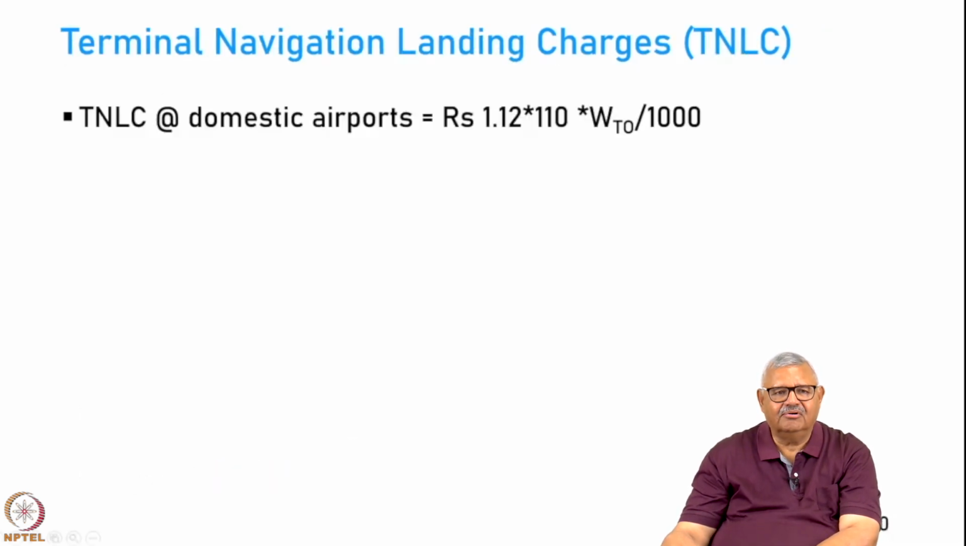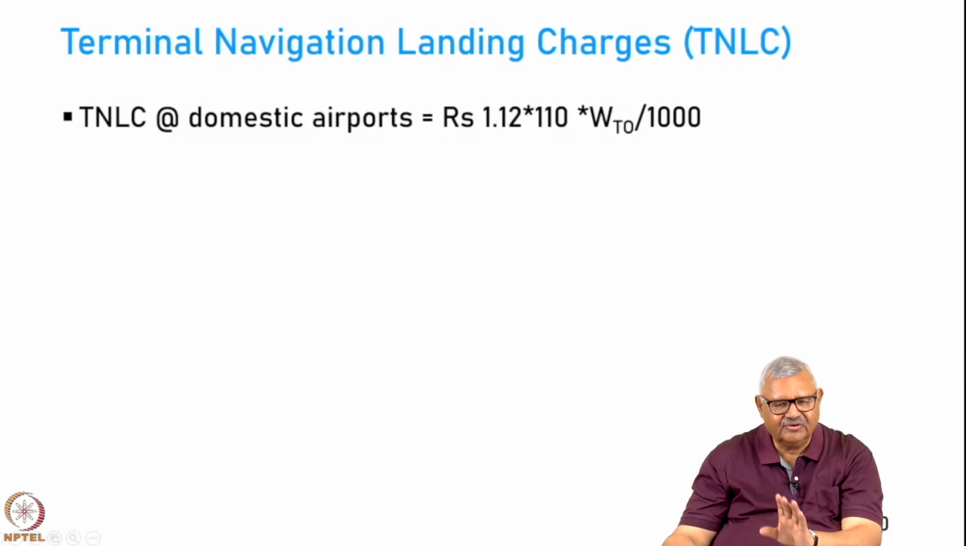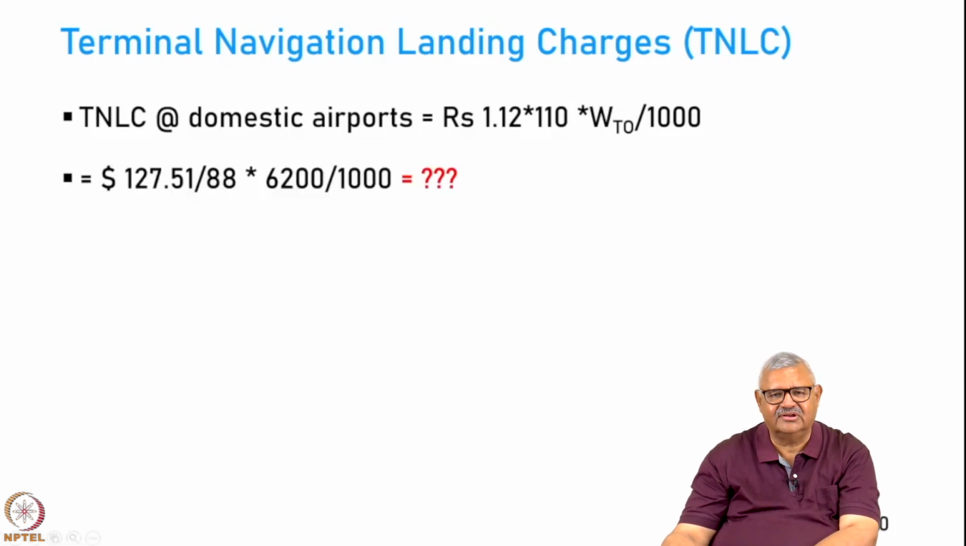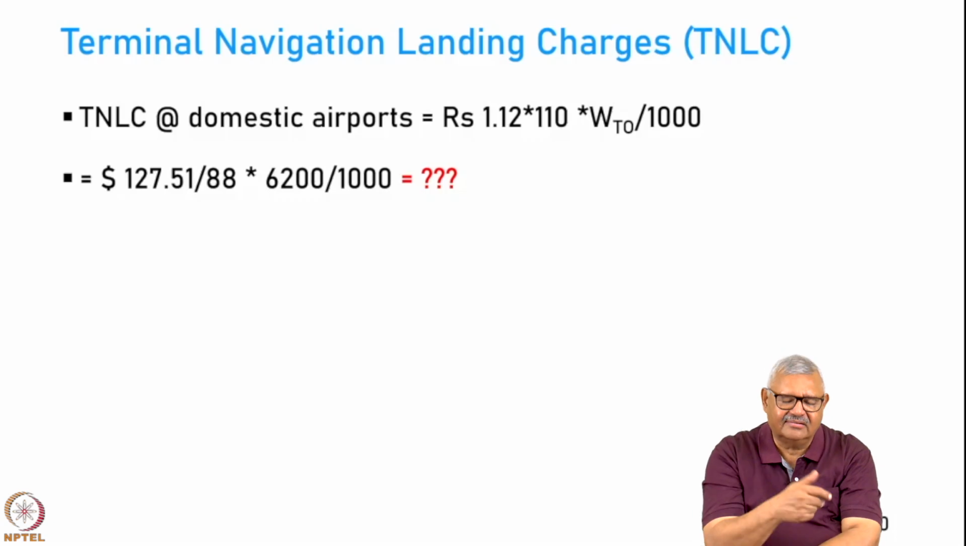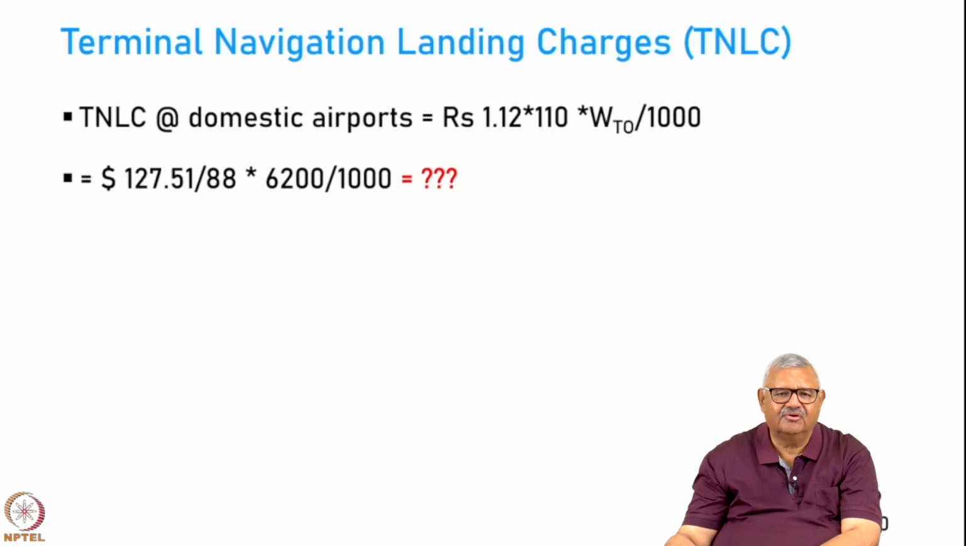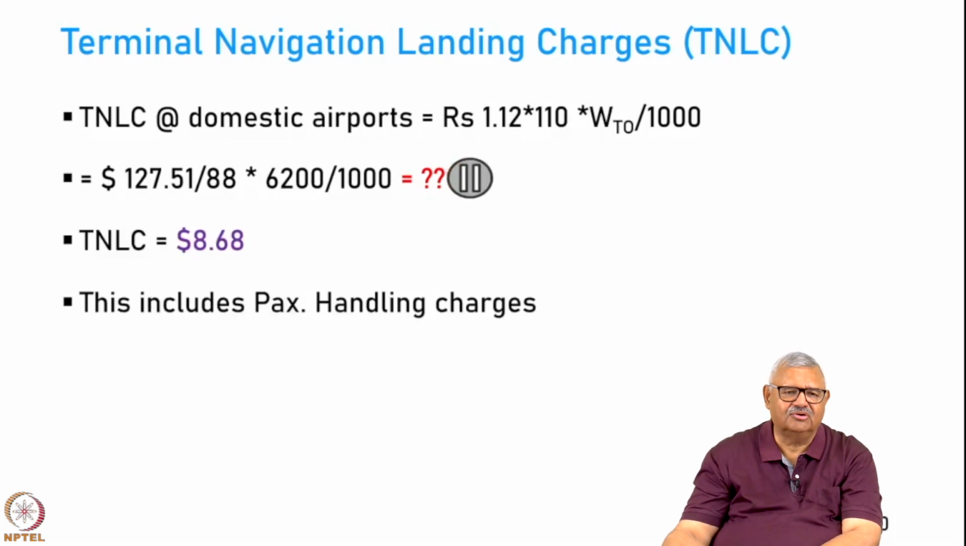So, then we go to the TNLC, the Terminal Navigation and Landing Charges. There is a fixed rate of 110 rupees per ton for small aircraft, and 12% on that is the GST. So, therefore, it will be 127.51 divided by 88. This 127.51 is actually 1.12 into 110, 88 is taking care in dollars, and 6200 upon 1000. So, it comes to be 8.68 US dollars.